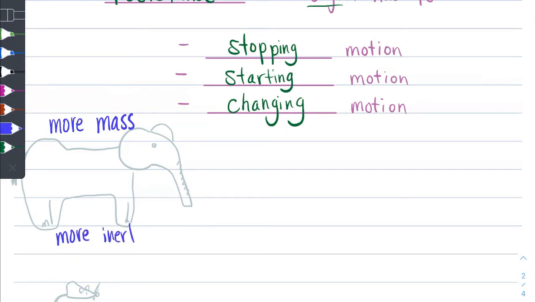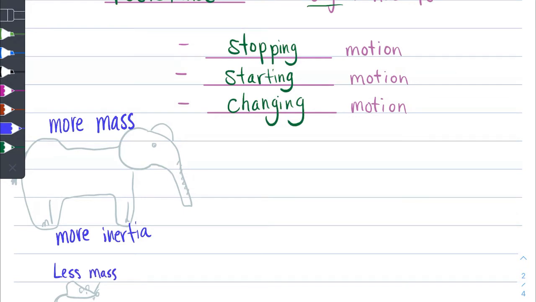more inertia. So imagine, to try to pull that elephant, if it was just standing there, it would be really hard because it's so heavy. Imagine if it was in motion. It would be really hard to stop it because it's so heavy. If we have less mass, like a mouse, then we end up with less inertia.